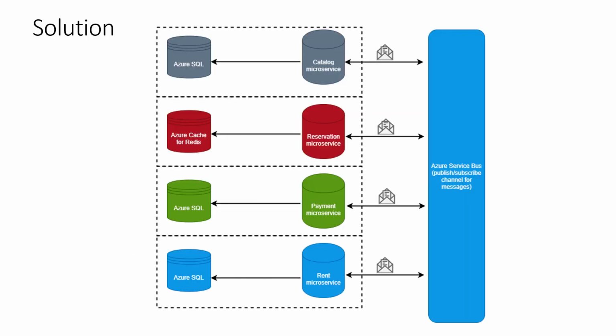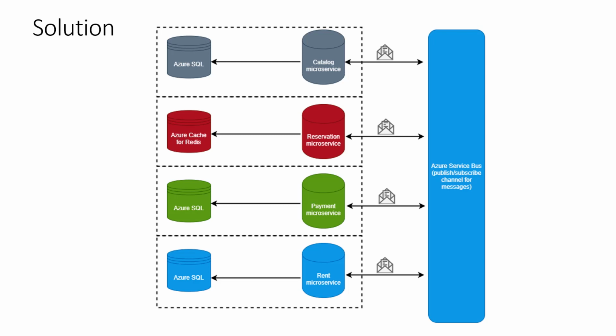So here I have a simple solution diagram, and as you can see, we have 4 microservices: catalog microservice, reservation microservice, payment microservice, and rent microservice. And all those services are not communicating directly with themselves. So here, as you can see on the right side, there is Azure Service Bus used. And if an event happens in one of those microservices, this event is emitted to Azure Service Bus, and all interested subscribers can receive this message, this information about the event.